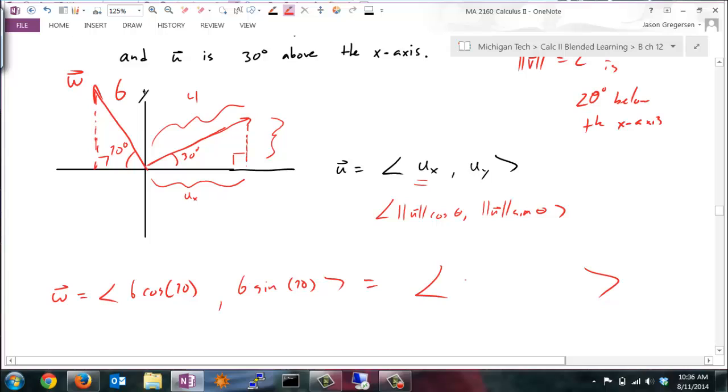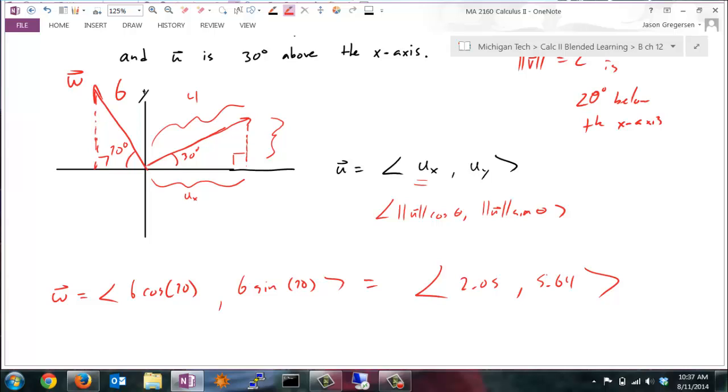I get an x value of what? 2.05. 2.05. I get a y value of 5.64. That can't be right. What's wrong here? Something's wrong. Does that vector look like 2.05? It's got to be a negative, right? There's a couple ways you can think about this. This theta in the formula is not this theta, it's this theta. And so if I calculate 90 and another 20, it'd be 110. If I did cosine of 110, that should work out.